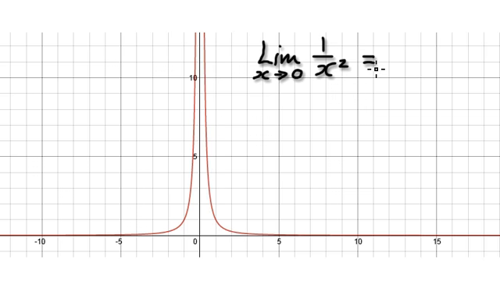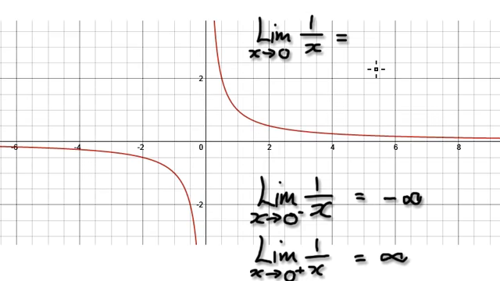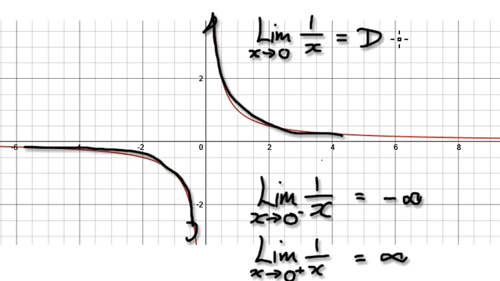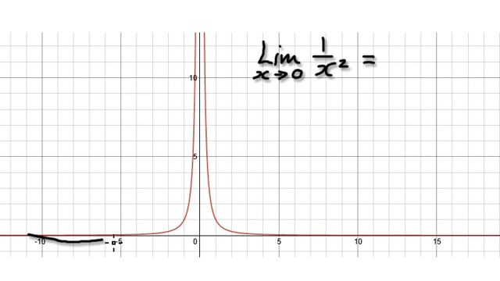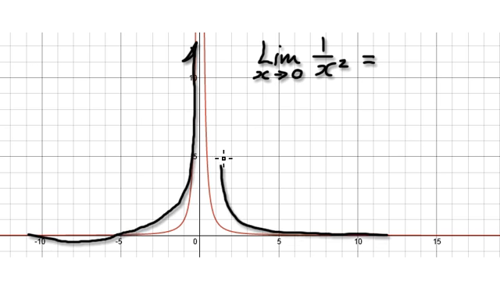Whereas in the case of 1 over x, one side is heading towards negative and the other towards positive, so we say that the limit does not exist. And down here, the left hand side is approaching positive infinity, and the right hand side is also approaching positive infinity. So there is a limit. The limit is infinity.